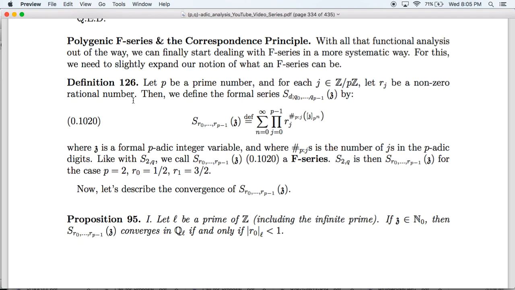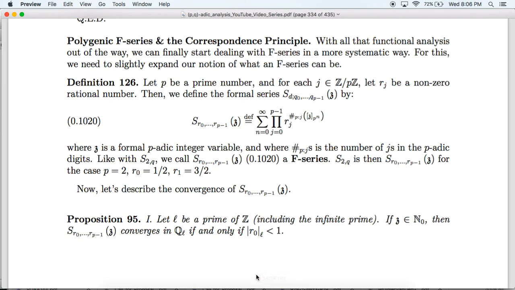So let p be a prime number, and for each j from 0 to p minus 1, pick a non-zero rational number, r_j. Then, these should be r's, we define the formal series S, r_0 through r_{p-1}. Well, this is going to be the following series. It is the product of r_j to the number of j's in the p-adic digits of z mod p^n.